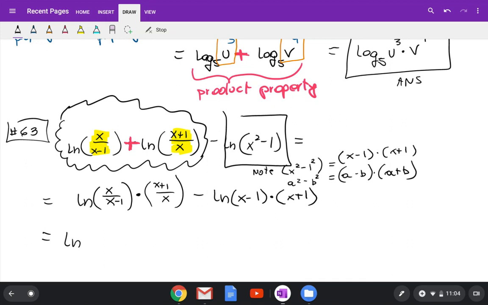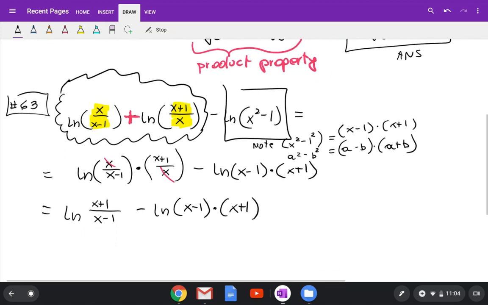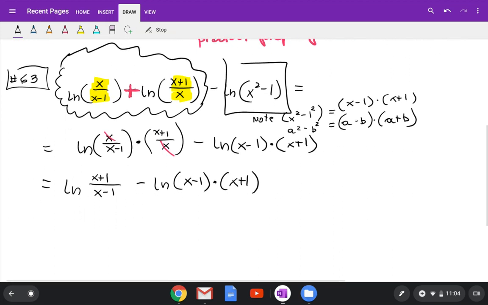So you have x on the top, x on the bottom, you can cancel them. So that will become just ln of (x plus 1) over (x minus 1) minus ln of (x minus 1) times (x plus 1). So we are in a better situation now because we have two logs instead of three, but still the final answer has to be one single log.